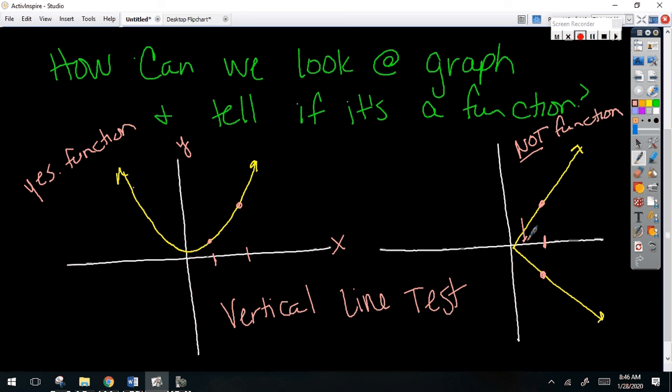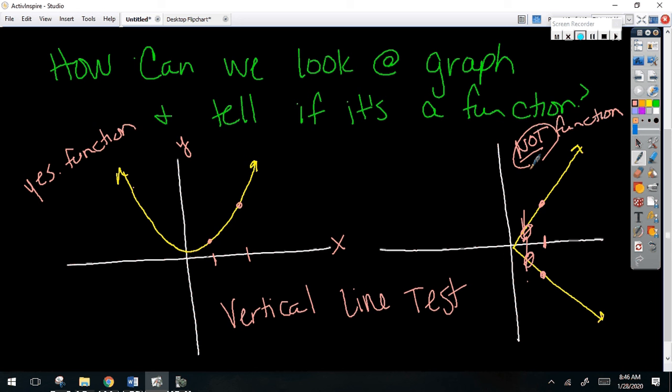If you can take a vertical line, and I'm letting my pen be a vertical line, pretend like that's a vertical line, right? If I could take it and anywhere I put it, it would ever cross more than one time, it fails. So it's not a function.